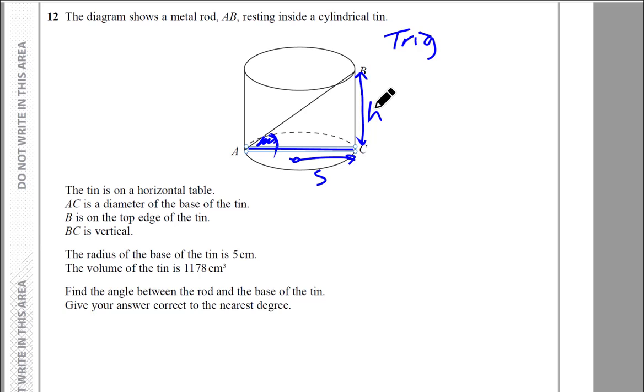Well, how can we find the height of this? It's given us 5 and the volume. So what's the volume of a cylinder? It's the area of the cross section. Any prism is the area of the cross section times its height or length, so that's pi r squared, and then h.